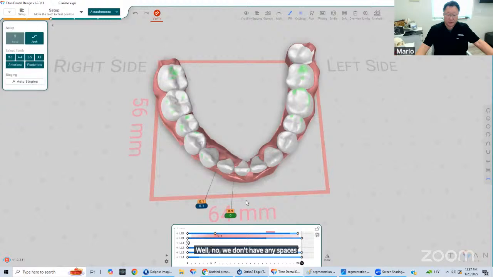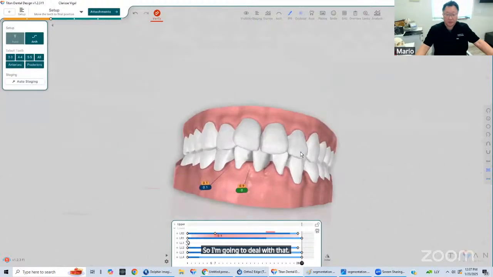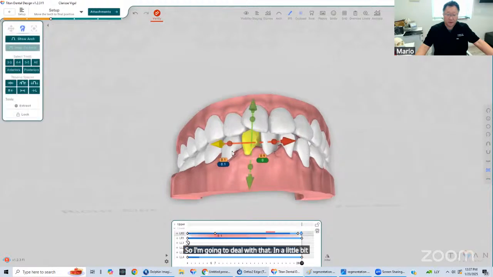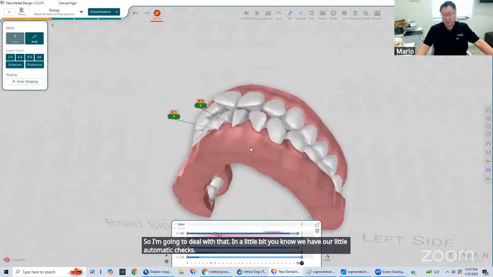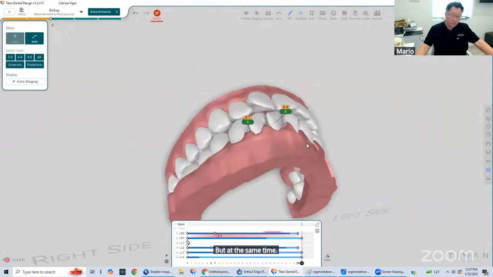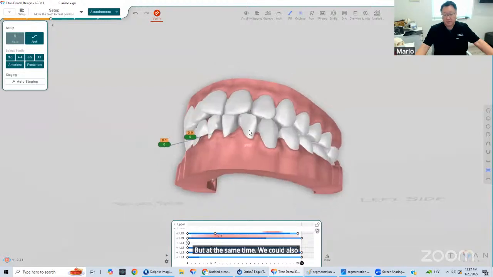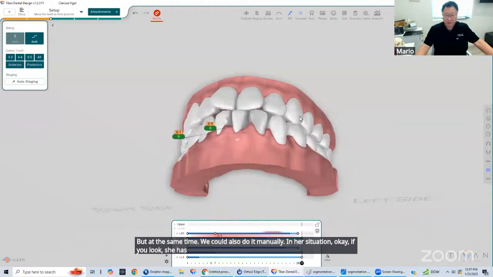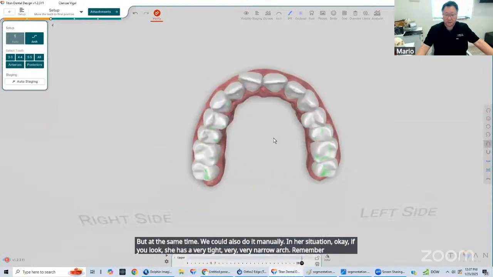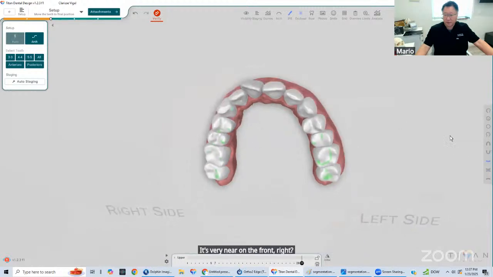But we do have collisions. So I'm going to deal with that in a little bit. You know, we have our automatic checks, but at the same time, we can also do it manually. In her situation, if you look, she has a very tight, very, very narrow arch. Remember I mentioned the narrow arch in the front? It's very narrow in the front, right? And she has crowding.